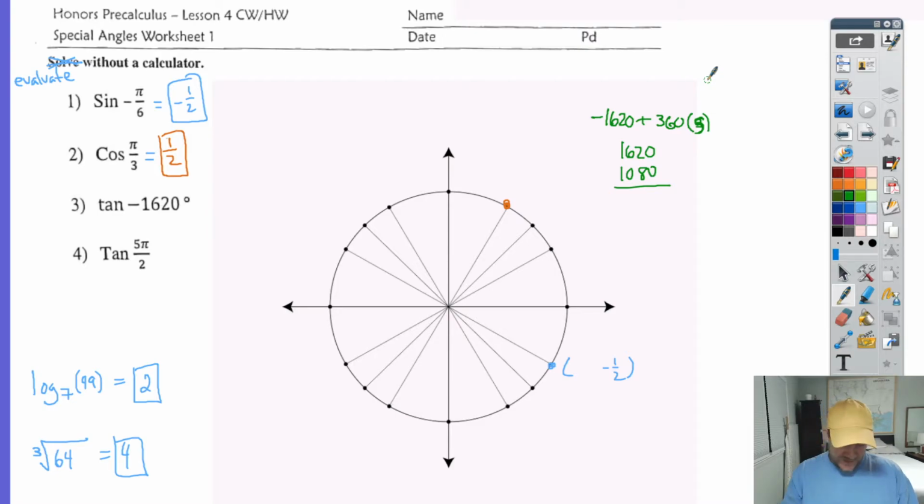So negative 1620 plus 360 times... What have you done? No. Why are you like this? You're horrible. All right, sure. Great. All right, 180.